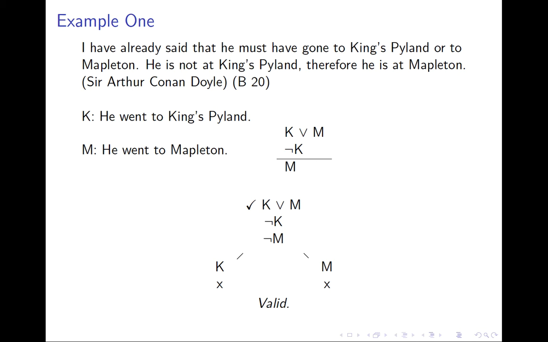So first you list the premises, which are K or M, and not K, and then you list the negation of the conclusion, which is not M. Given that your first premise is a disjunction, you can branch the tree out into K or M. Because the K branch has a contradiction from your second premise, which is not K, this branch closes out. And your M branch has a contradiction from the negation of your conclusion, not M. Therefore, this branch also closes out. Because there is no case in which the premises are true and the conclusion is false, this argument is valid.